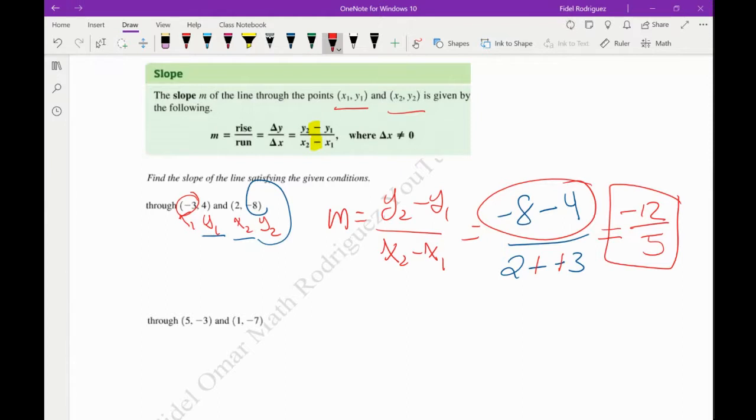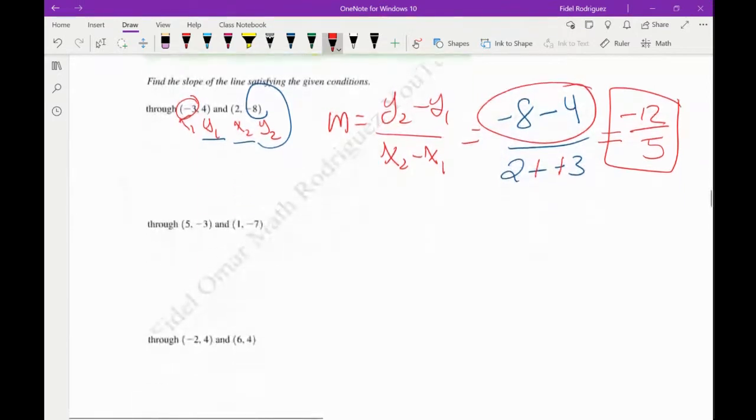-12 over 5. Guys, let me ask you a question. We're not doing anything else. That's all we have to do. But if I was going to draw that line, would that line go up or would that line come down? It would go down because our slope is negative. Perfect, right? So you already have an idea of what the line would look like. You know, how steep is it? Because who knows? But we know that the line is going down, right?